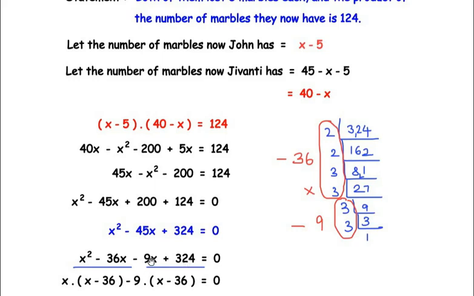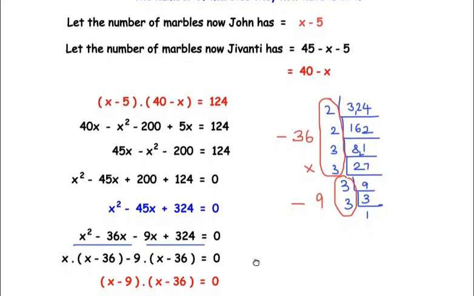Now from the second group, negative 9 is a common factor. So we have taken negative 9 out and inside the bracket remains positive x. Positive sign becomes negative sign and 9 divides 324 giving us 36 equal to 0.